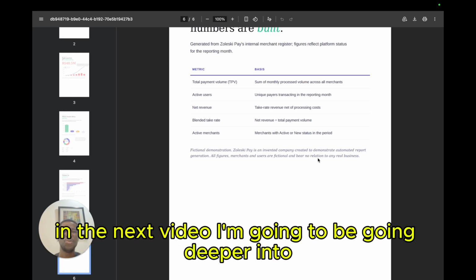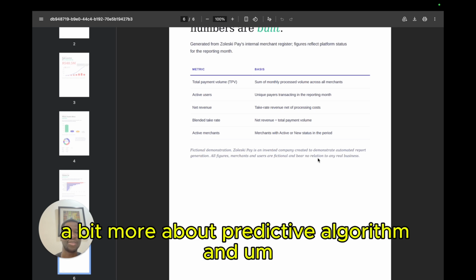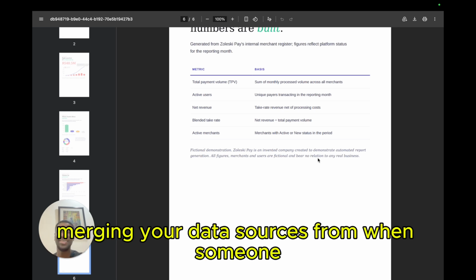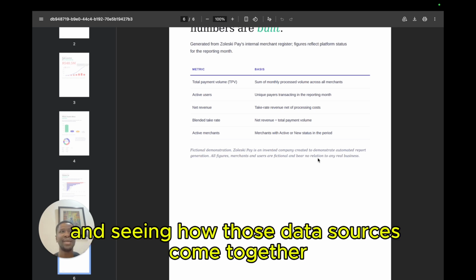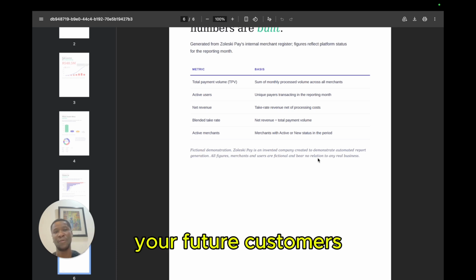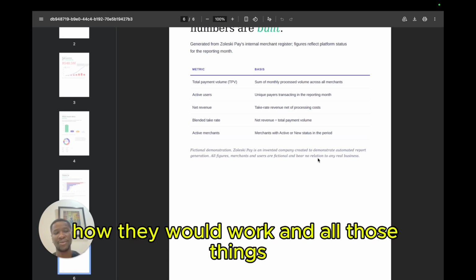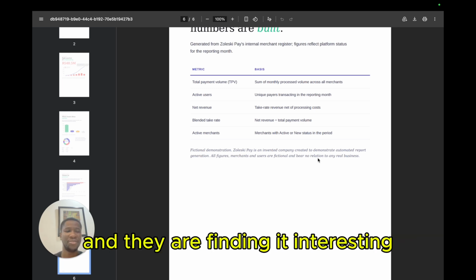In the next video, I'm going to be going deeper into the dashboard aspect of this, and I'll be talking a bit more about predictive algorithms and merging your data sources from when someone, before they became a customer and after they became a customer, and seeing how those data sources come together and how you can use that data to predict your future customers, how they would work, and all those things. So it's really interesting.